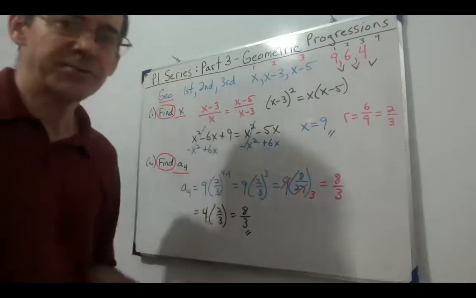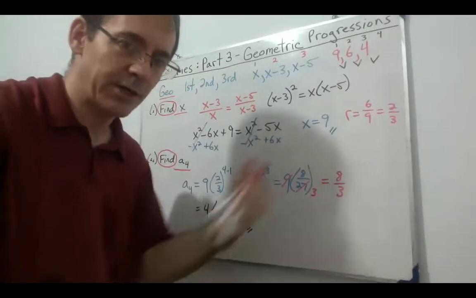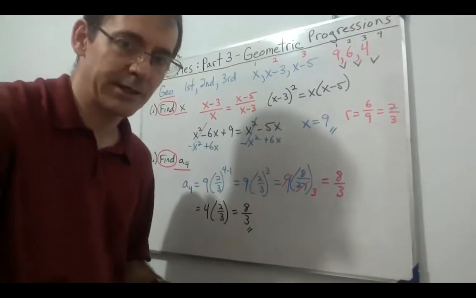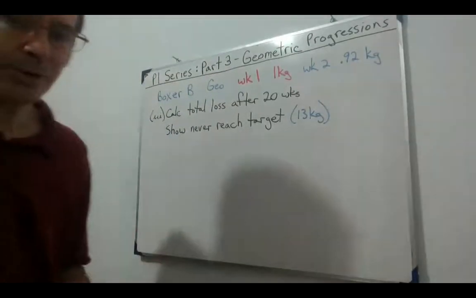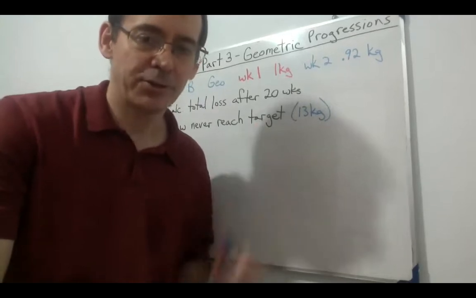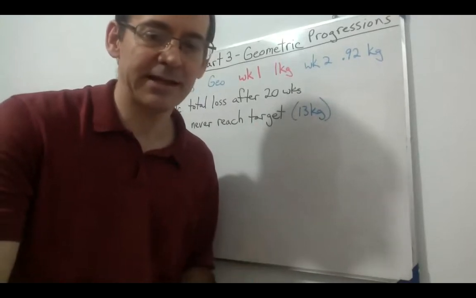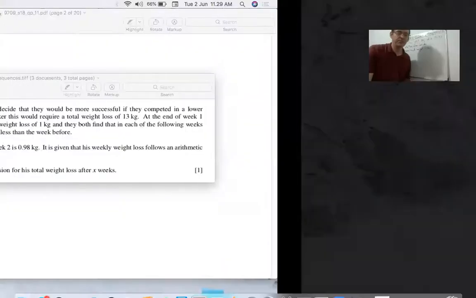Okay, so let's move on to the last example. Again, it will be from what we did in part 2 and then doing the geometric part. Okay, here's our last example. And remember our boxer scenario that we had back in part 2, arithmetic series. Let's take a look at that again. So let me screen share so that we can look at the problem.